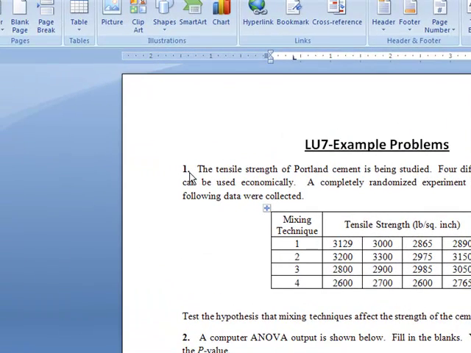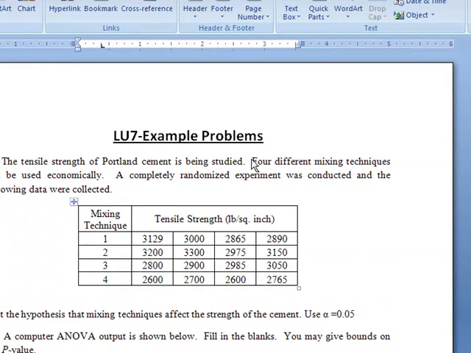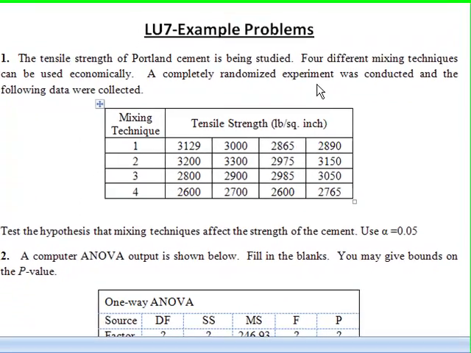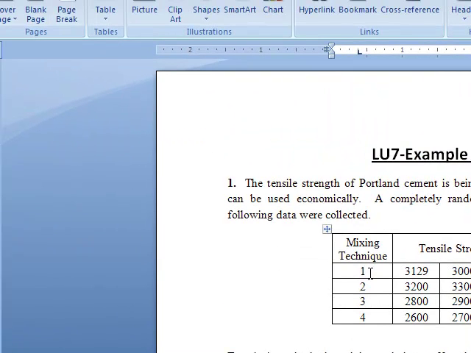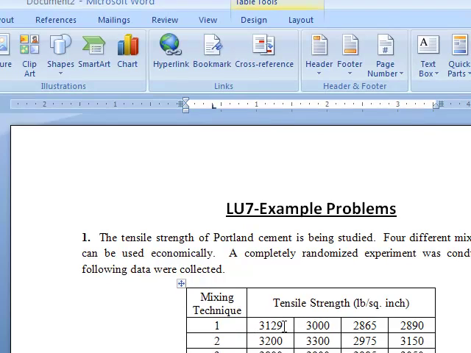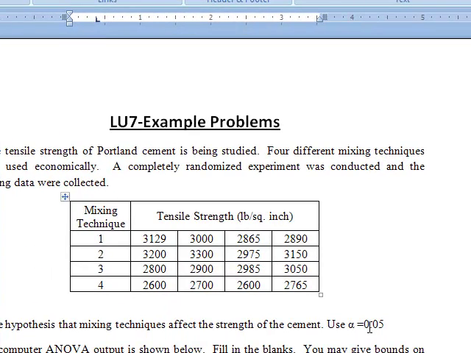The first problem, we are going to study the tensile strength of Portland cement, and there are four different mixing techniques that can be used economically. A completely randomized experiment was conducted and the following data were collected. So the data is tabulated in this table here. There are four different types of mixing techniques, 1, 2, 3, 4, and four experiments were conducted for each technique, right? And the tensile strength was noted for each experiment.